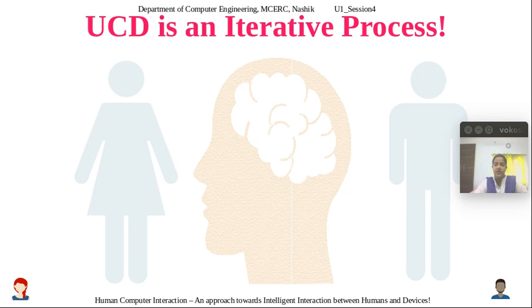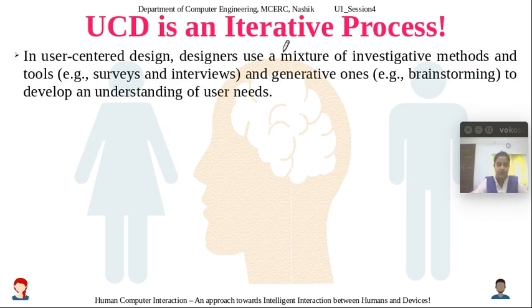Now we are trying to learn that user centered design is an iterative process. Let us try to learn what this iterative process is and how UCD is an iterative process. So basically, UCD, or user centered design, is nothing but a mixture of two methods for eliciting the requirements.